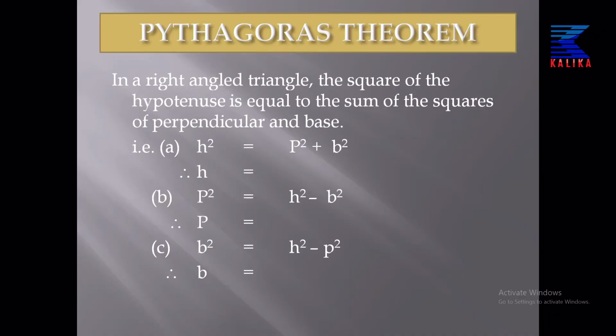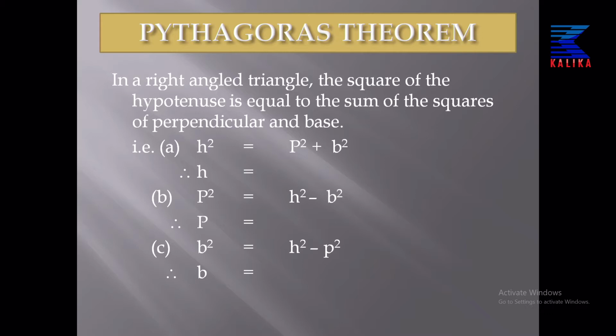In a right angle triangle, the square of the hypotenuse is equal to the sum of the squares of the perpendicular and base.